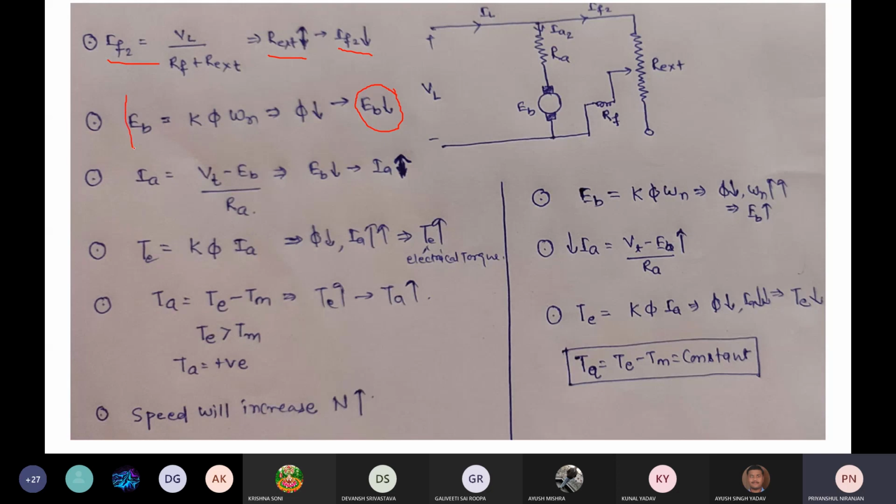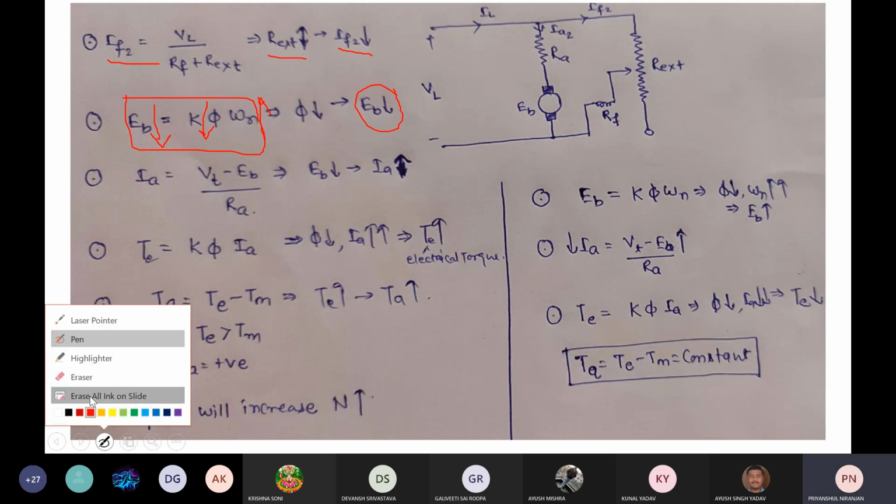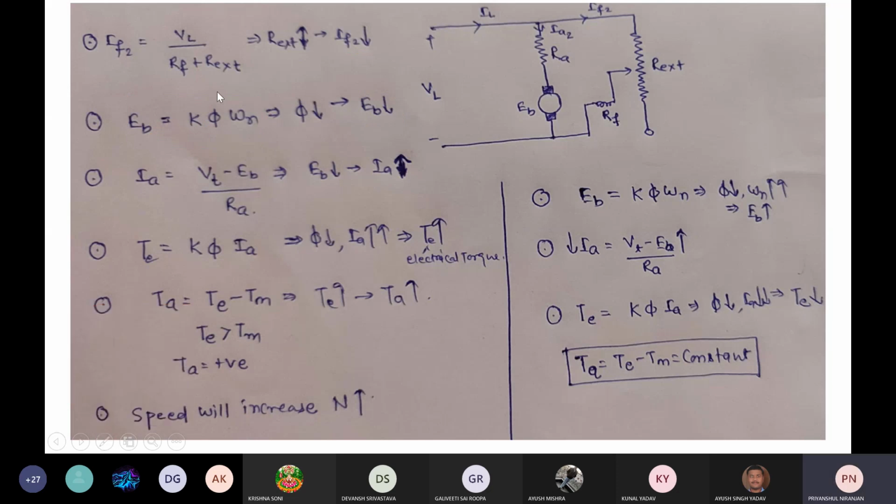From that relation you can see here flux is down, speed will not change immediately, so for that reason we decrease the back EMF. Okay, understood or not? Understood?